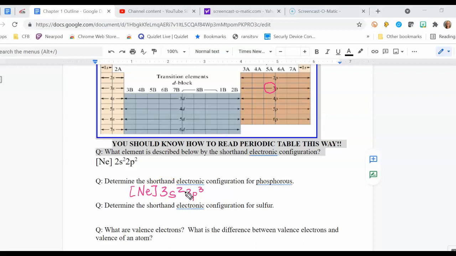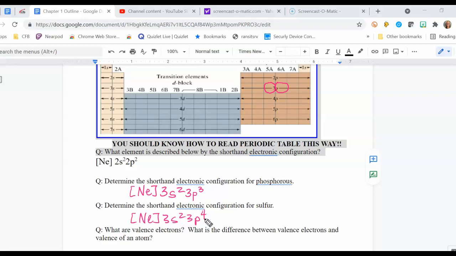And then what about sulfur? Sulfur would be easy if you've already done phosphorus. Sulfur is right here next to it, so we would simply write this as [Ne] 3s2 3p4. Being able to count it all out and remember things is going to be important.